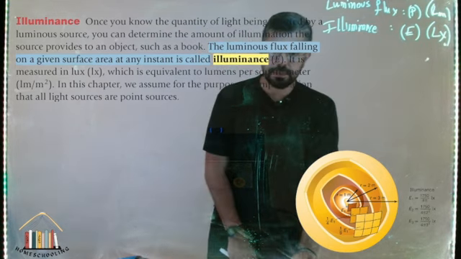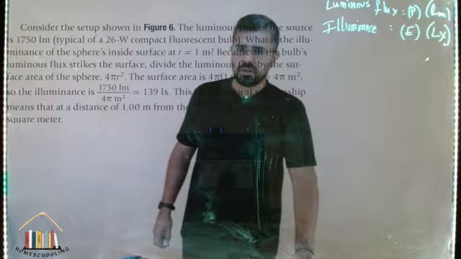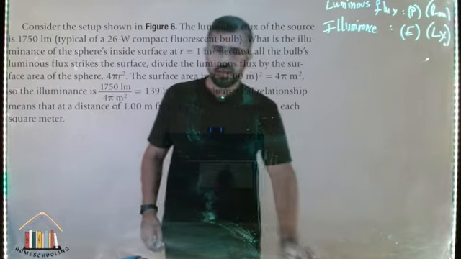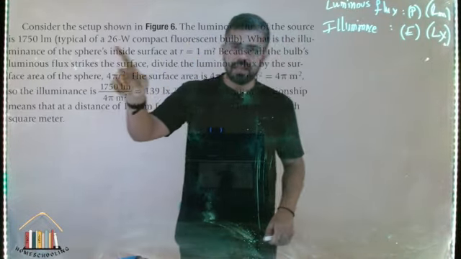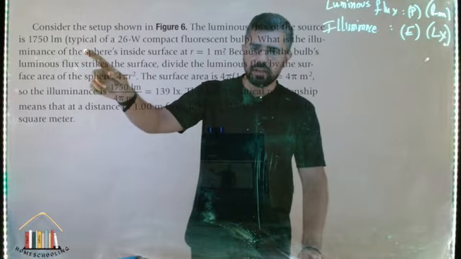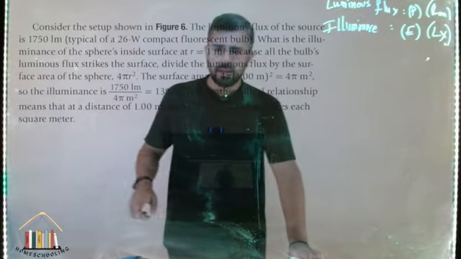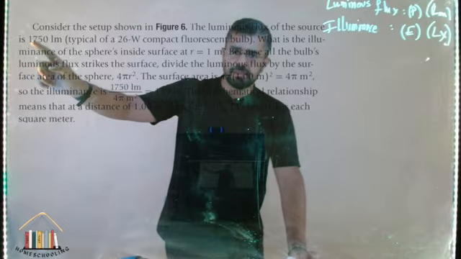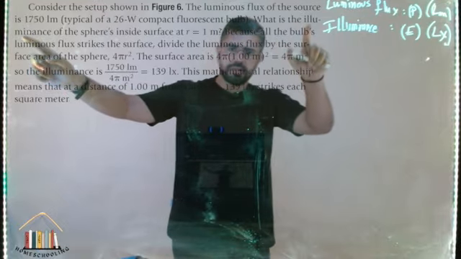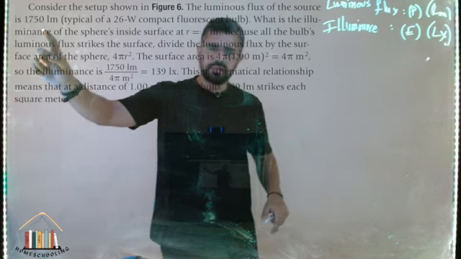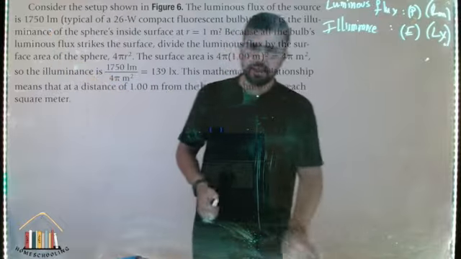We continue. Here we are taking an example. Imagine we have a fluorescent bulb, having an illuminance on the surface of a sphere with a radius of 1 meter. What's given in this example is that the luminous flux of the source is 1750 lumens. So the luminous flux is the P. How do we calculate the E?